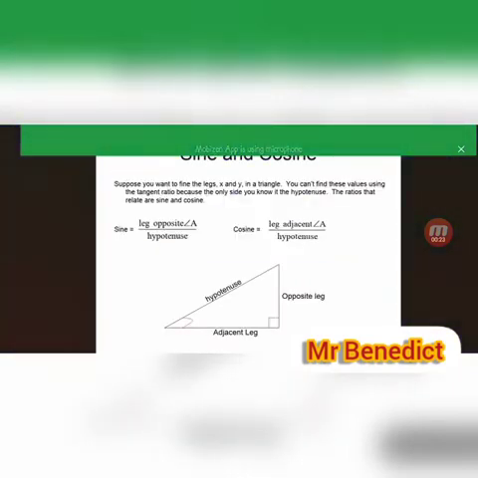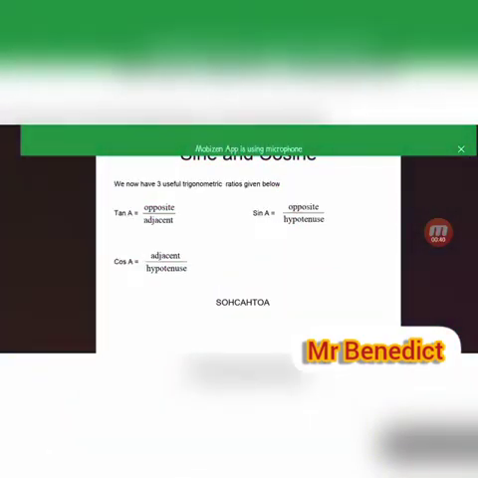Now, sine and cosine is basically talking about opposite over hypotenuse and adjacent over hypotenuse. This is a right angle triangle you see here, so it gives us a better understanding of what we are trying to say. This is the opposite leg, the adjacent leg, and the hypotenuse leg. Let's remind ourselves of the three trigonometric ratios: tan is opposite over adjacent, sine is opposite over hypotenuse, cos is adjacent over hypotenuse.